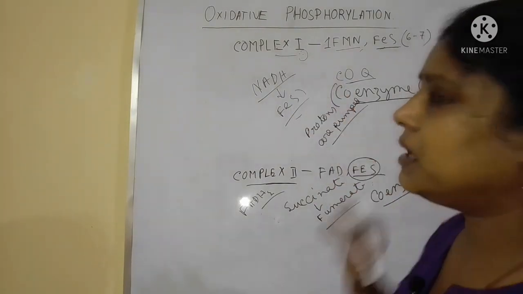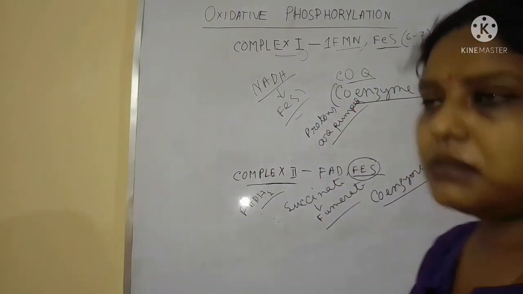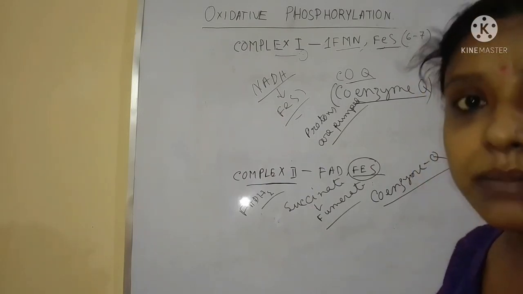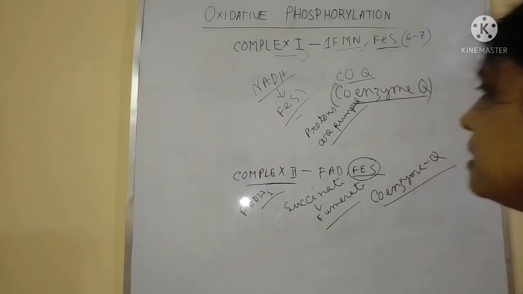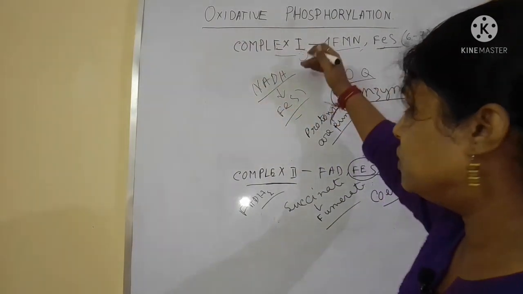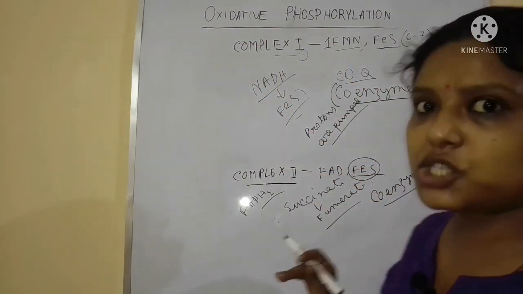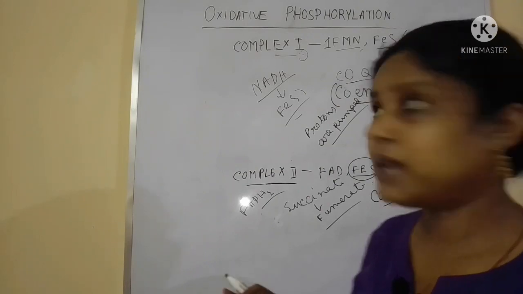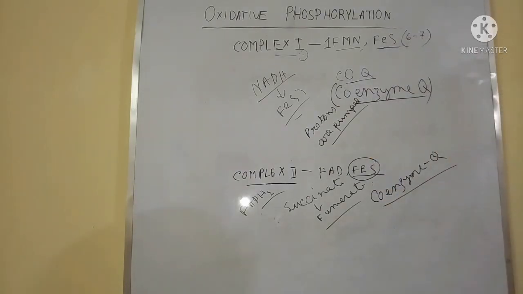After that, we will learn about the role of complex 3 and complex 4. Sorry. I think the role of complex 1 and complex 2 is clear? Okay. Next one.